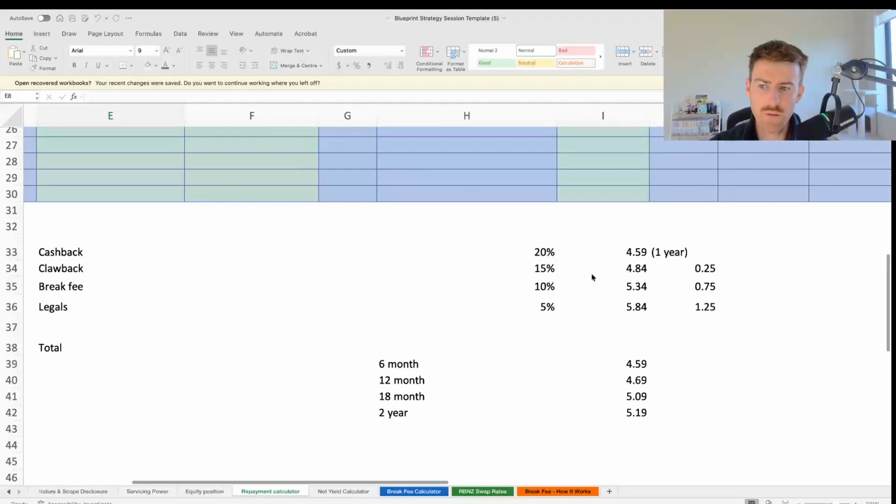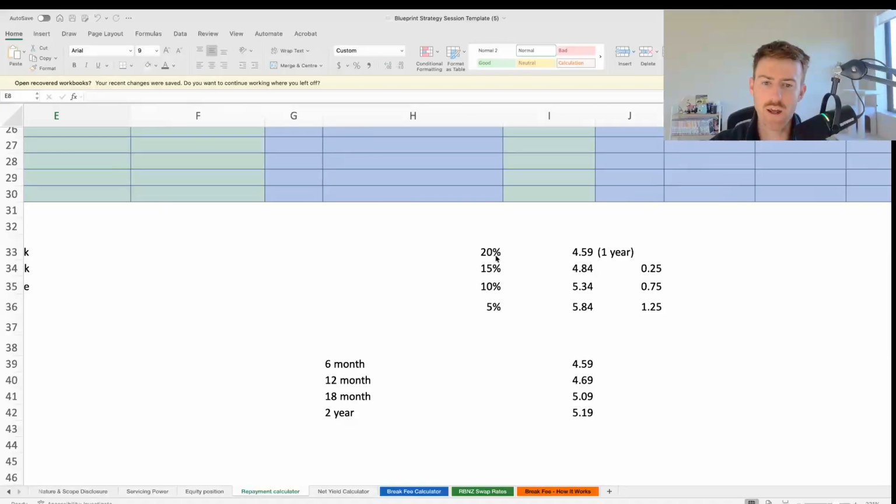So in terms of what a break fee actually is, I've put a bit of a summary here, and I'm going to give an example of a client that I actually recently spoke with, and we were determining what their break fee was to evaluate their position. So we're going to look into that a little bit more on this.